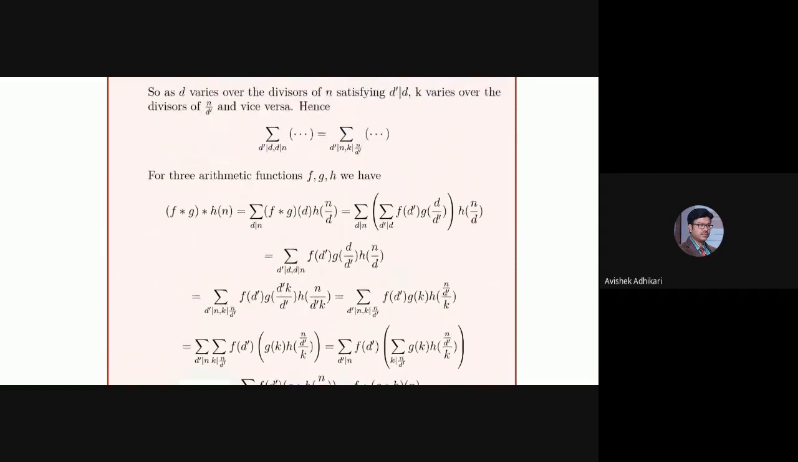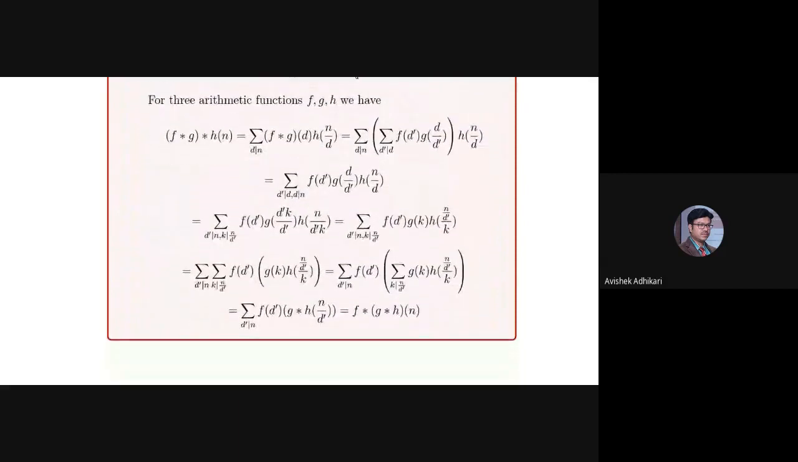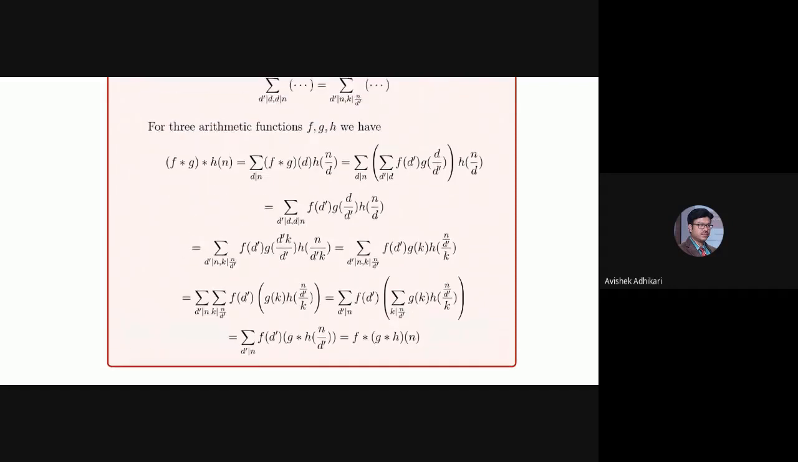We can certainly from there write d' dividing n, k dividing n/d', using this replacement, and from there we replace d by d', and finally we come to a stage where it is pretty obvious that it is an associative function, an associative binary operation, and we find (f * g) * h (n) is nothing but f * (g * h). So we proved both the commutativity property and the associativity property.